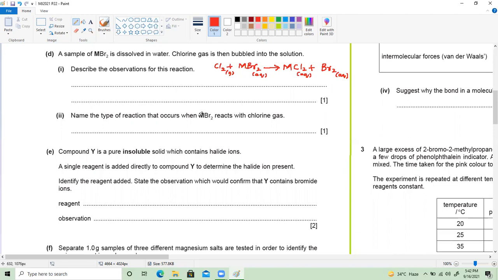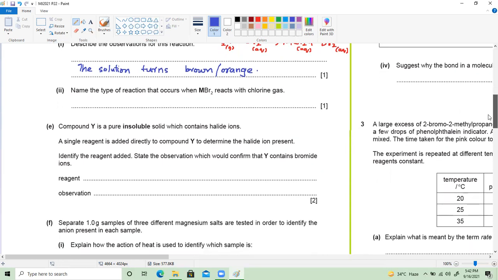We should say that the solution turns brown or orange. Both colors are written in the marking scheme for it.